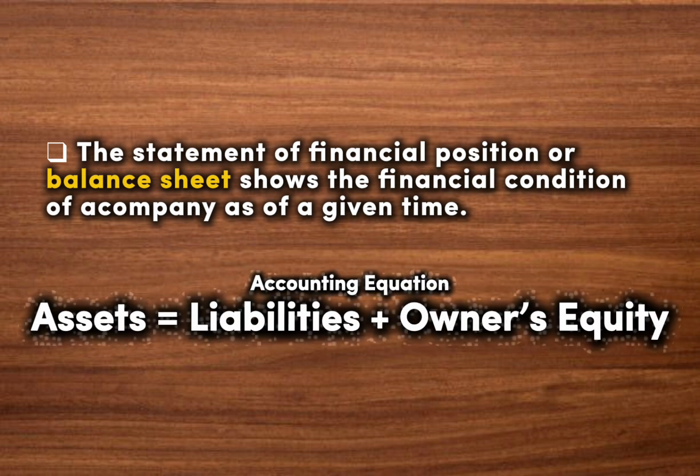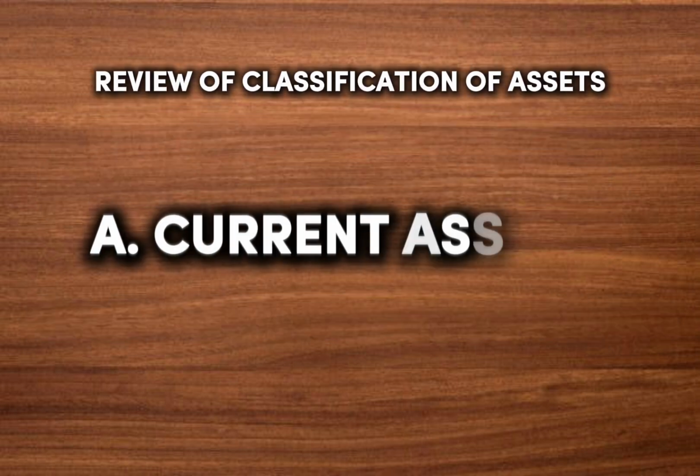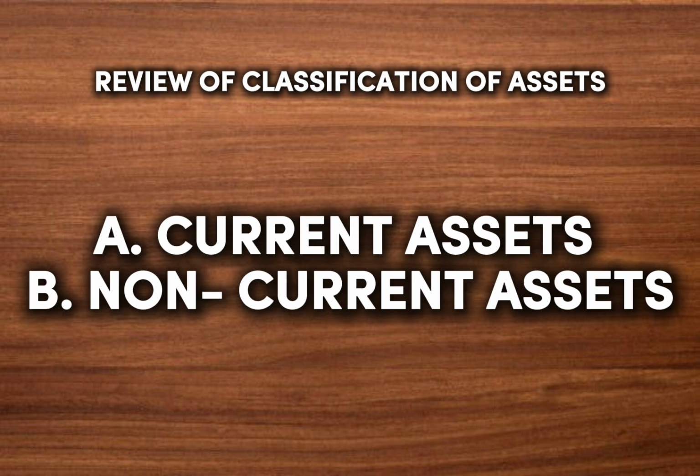This statement is based on the accounting equation: Assets equal liabilities plus owner's equity. Through this statement, users can understand the company's overall financial position at a given time. Assets are the resources owned by the business that provide future economic benefits. Assets are classified into current assets and non-current assets.